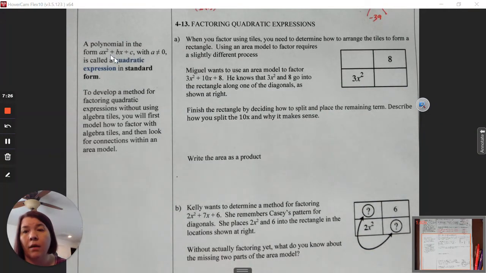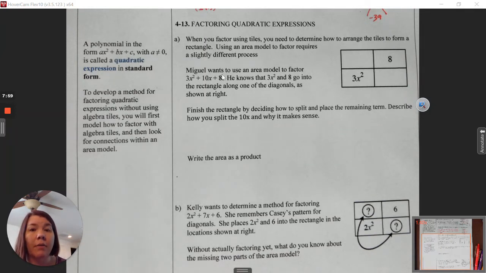Okay, so what we're talking about here is a polynomial in the form of ax squared plus bx plus c when a is not 0. So a, b, and c are just numbers. And a cannot be 0 because if a is 0, this x squared term goes away, and we're left with a linear term. It's called a quadratic expression in standard form. To develop a method for factoring quadratic expressions without using algebra tiles, we're just going to model how to factor with algebra tiles and look for connections within an area model.